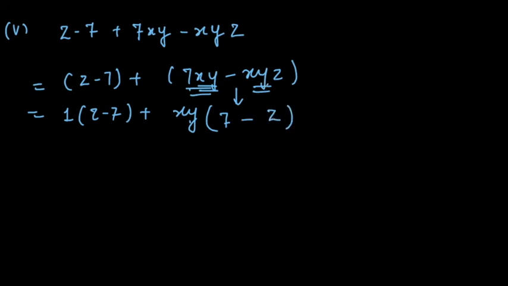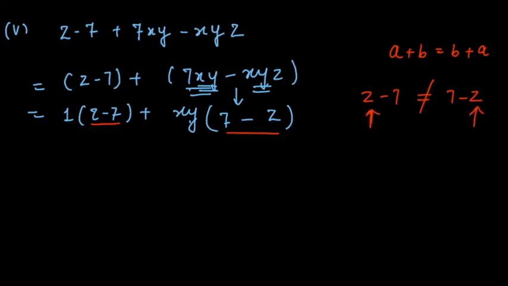Now this is a very interesting thing here. I told you that a plus b is the same as b plus a. But this is z minus 7 here, and this is 7 minus z here. z minus 7 and 7 minus z, are they equal? They are not, because z is positive here, and here you see it is negative. 7 is negative here and this is positive. So somehow in both the brackets we are getting the same numbers but with the opposite sign.